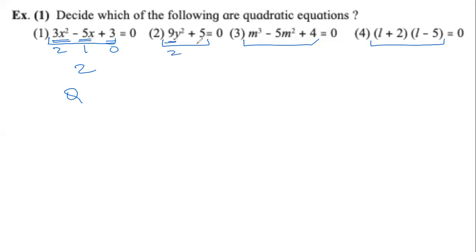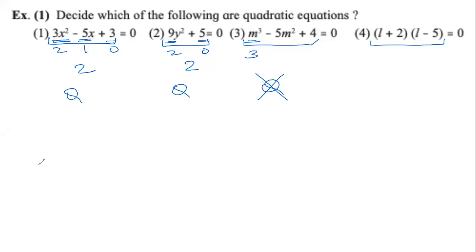2, 1, 0. Once again, highest power is 2. This is also quadratic. How easy. Now look at the third one. 3. Now 3 is already more than 2. So there is no need to look at anything else. This is not quadratic.